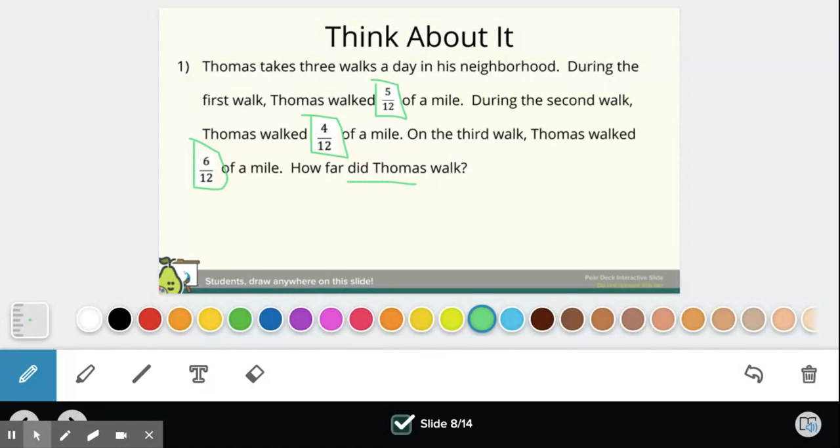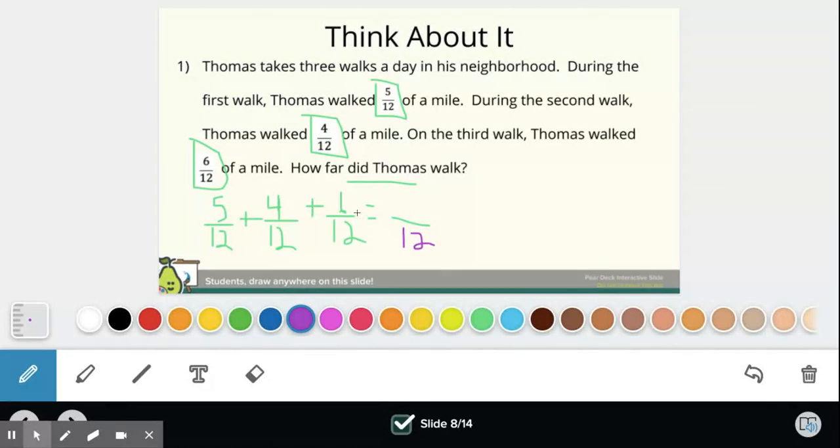All right, so if we want to find out how far Thomas walked, we're going to need to add these 3 fractions. So I'm going to start to set it up right over here. We got 5/12, and then that's how far Thomas walked on the first one. The second walk, Thomas went for 4/12, and then the last walk is going to be 6/12. All right, so we're going to add these fractions that have like denominators. So that means the 12 is going to stay the denominator, and now we just got to figure out what the numerator is going to be.